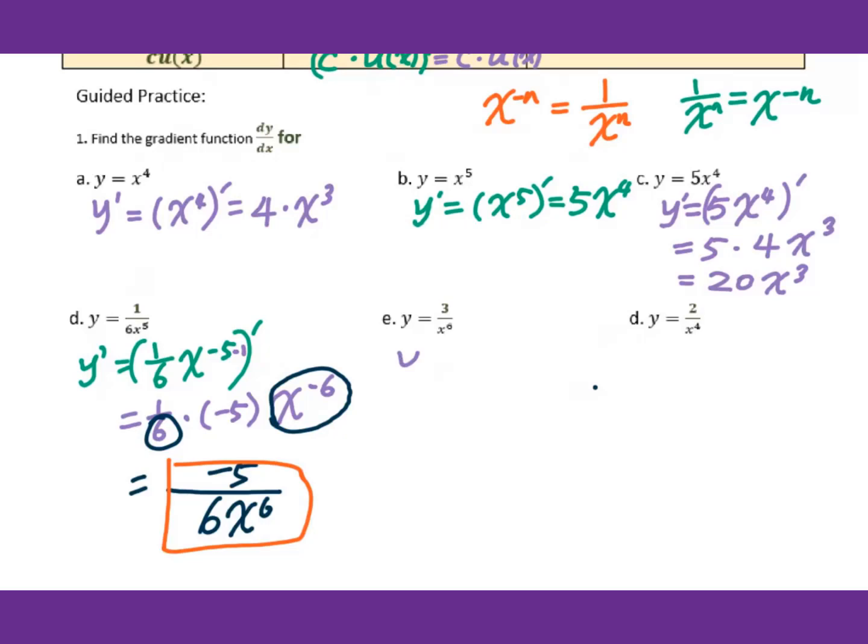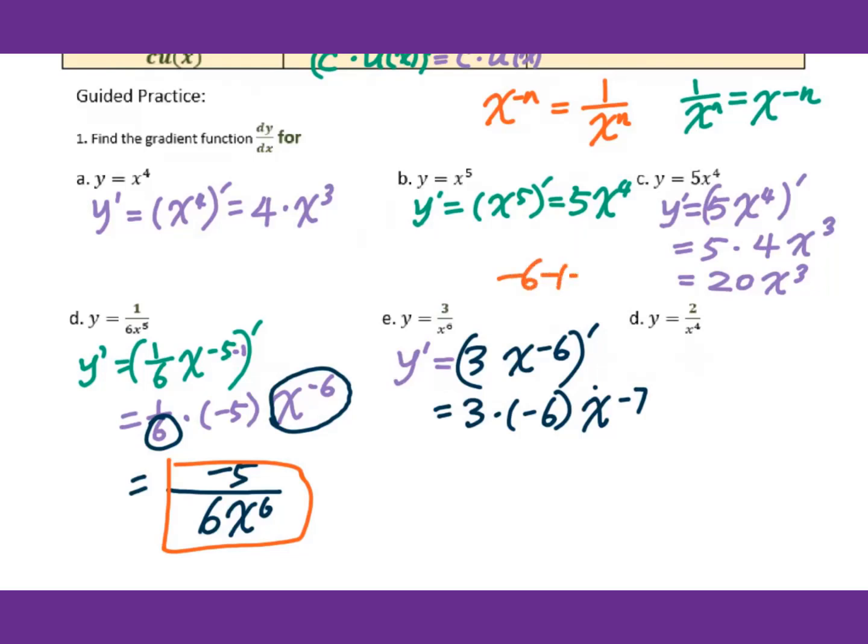For E, we have y prime equals 3 times x to the negative 6th power. We do the derivative. You will get 3 times negative 6 x to the negative 7th power. Remember, negative 6 minus 1 equals negative 7, not negative 5. Therefore, x to the 7th power is the denominator. 3 times negative 6, that's negative 18.